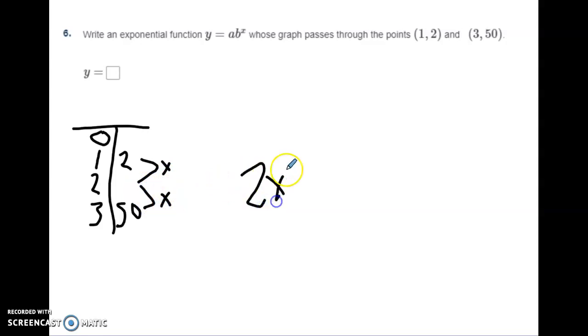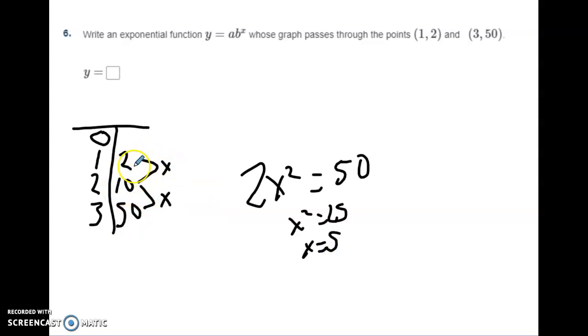So 2x squared is equal to 50. If I divide both sides by 2, I get x squared equals 25, and x is 5. So 2 times 5 is 10, 10 times 5 is 50, and 2 divided by 5, working backwards, is 2/5. So there's our equation. Y equals, the initial term was 2/5. Our multiplier is 5 to the x. And there's our equation for number 6.